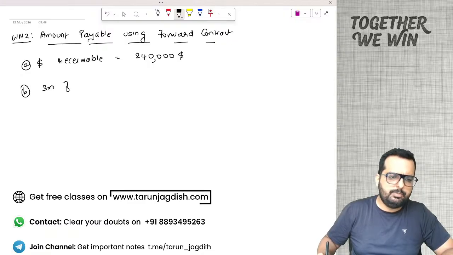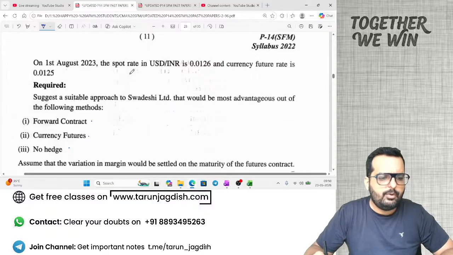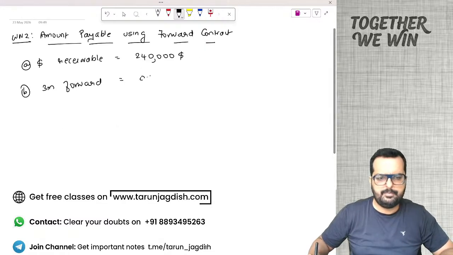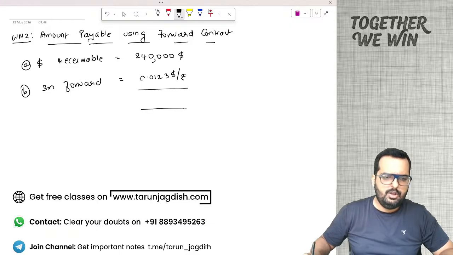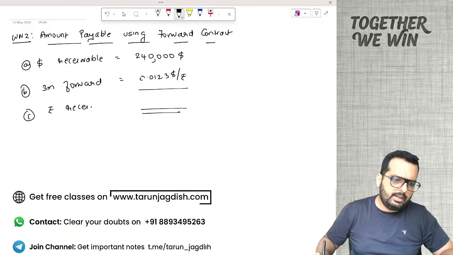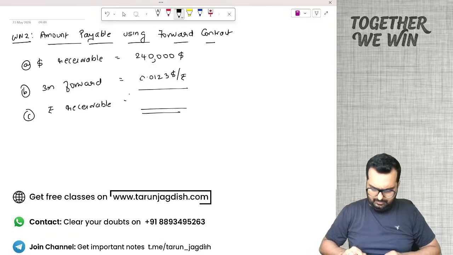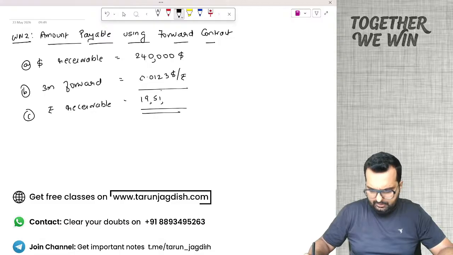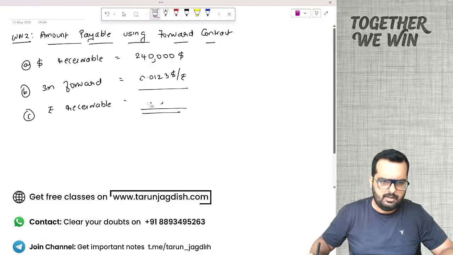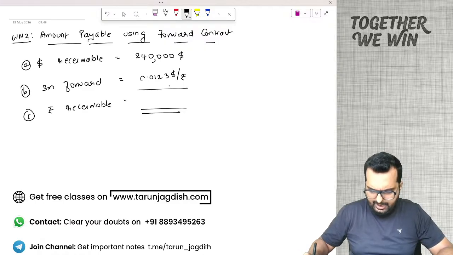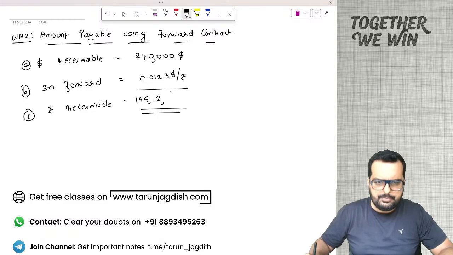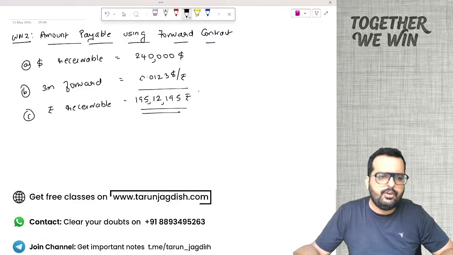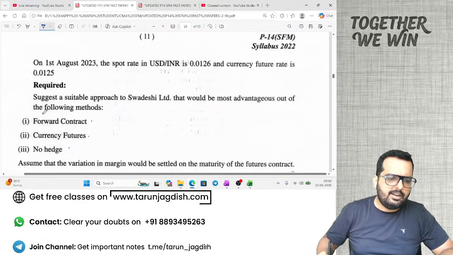Point number B, I just need to put the 3 months forward rate. Everyone tell me what is the 3 months forward rate that is available. I have put it in the question already. 0.0123 dollar per rupee. So when I put it like this, what will be the rupee receivable by me? I get the number as 195 lakh, 12,195 rupees. Is everybody clear with this part now, friends? So that's how we get the first answer. Now we have got the answer under forward.